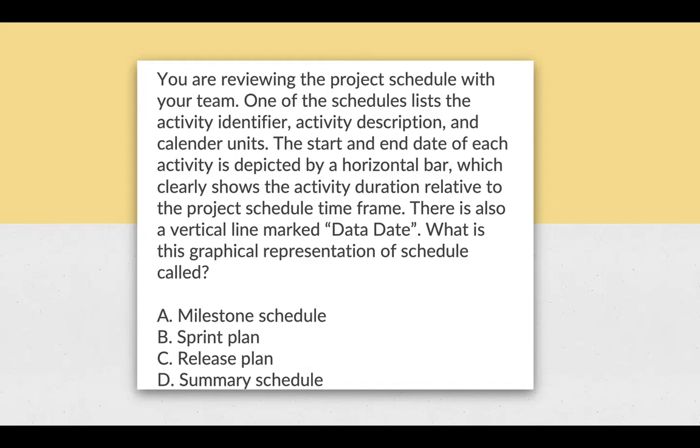Okay, so the correct answer is D, summary schedule, which is also known as Gantt chart. How? The description of a graphical schedule with activities, such as horizontal bars for duration and the vertical data date line, is classically defined in a Gantt chart. The summary schedule is the most likely listed option to be presented in this format, focusing on key activities and milestones within a Gantt chart.